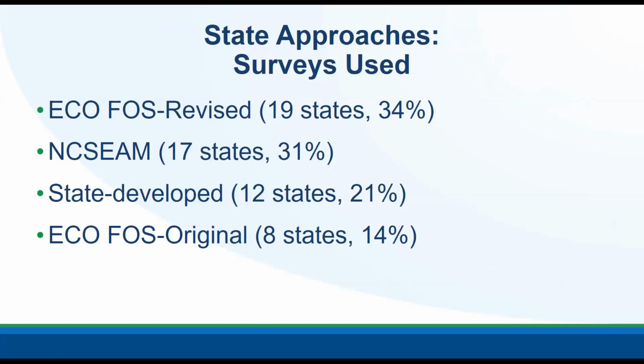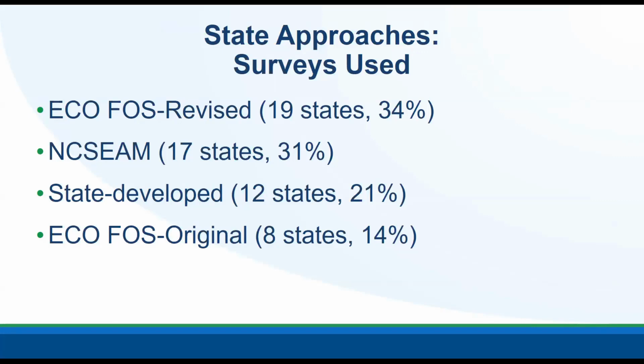And the only real change this year over last year was that we had 1 state that moved from the NCSEAM survey to the ECO Family Outcomes Survey Revised. So pretty consistent with last year, except for that one change.